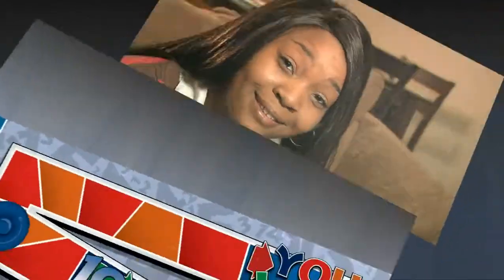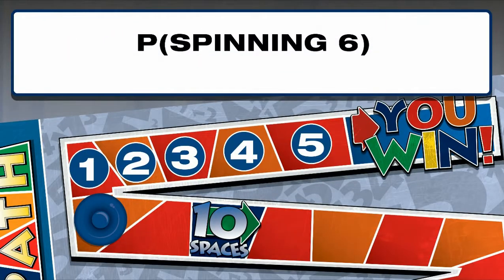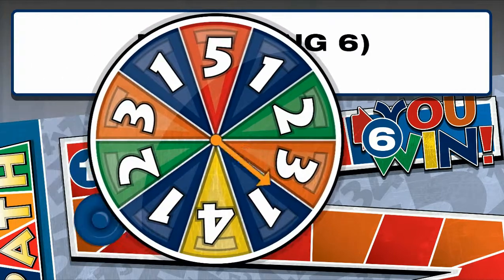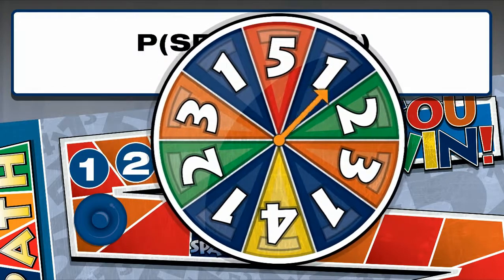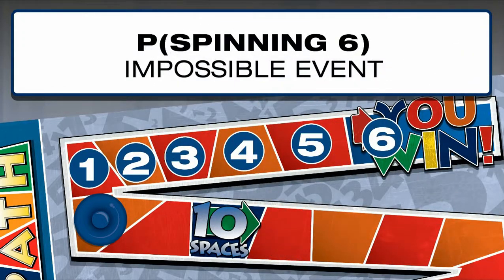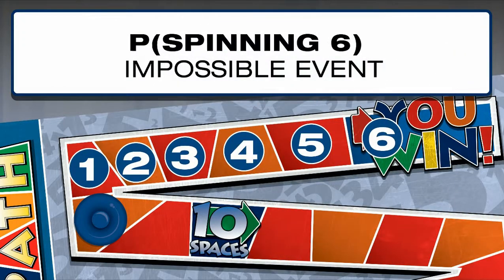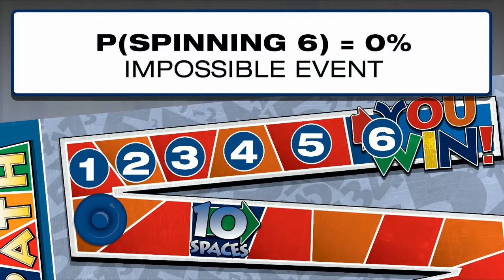Are you starting to understand how probability works? Take another look at the board. Allie is 6 places away from the finish. What is the probability of her spinning a 6 and winning on this round? There isn't a 6. It is an impossible event. The probability of spinning 6 is 0 or 0%.